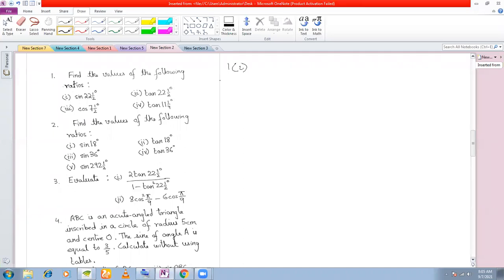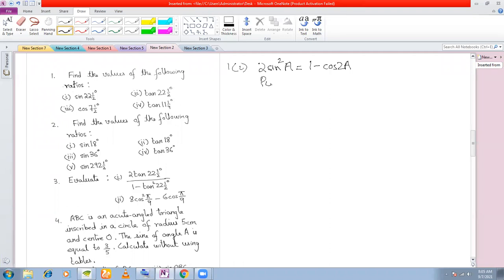First sum is find the values of the following trigonometric ratios. First is sine 22 and a half. Now, we know that we start from 2 sine square A, because double of 22 and a half is 45, right? And 45 is a standard angle. So that is why we start with 2 sine square A is equal to 1 minus cos 2A, because 2 into 22 and a half will give you 45 degrees.